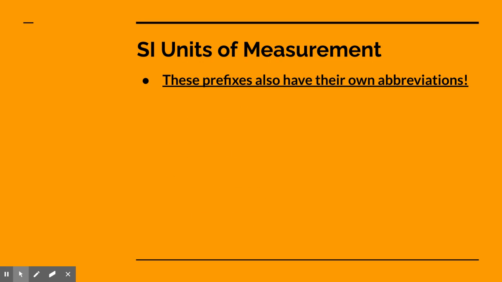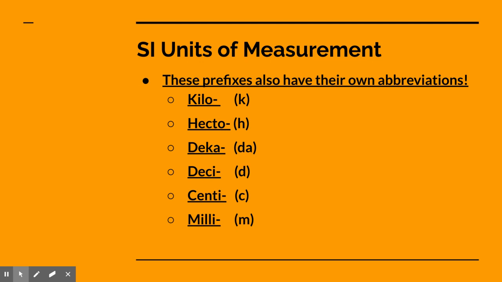So these prefixes also have their own abbreviation. So there's kilo, hecto, deca, deci, centi, milli. Notice kilo has a lowercase k, hecto is a lowercase h, deca is a lowercase d and a, so D-A. Deci is a lowercase d, centi is a c, milli is a lowercase m.